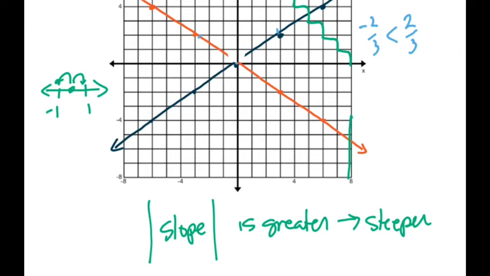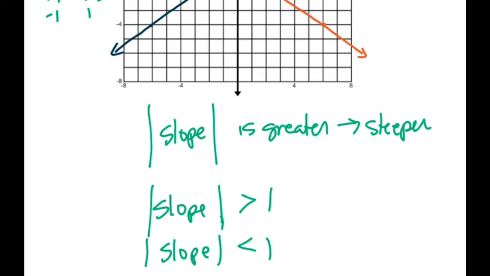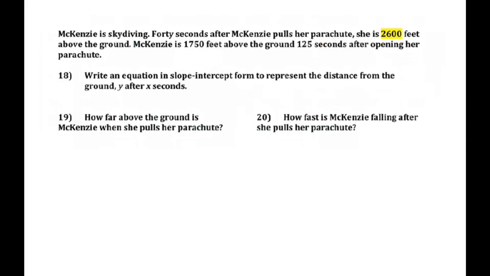Okay, a slope that is greater than 1, that's going to be steeper, and the more greater than 1 it is, the steeper. A slope less than 1 is going to be less steep. So it looks almost flat, all the way until you get a slope of 0, which is a horizontal line. You can get steeper and steeper until you get to a vertical line, but then it's so steep that it's undefined.